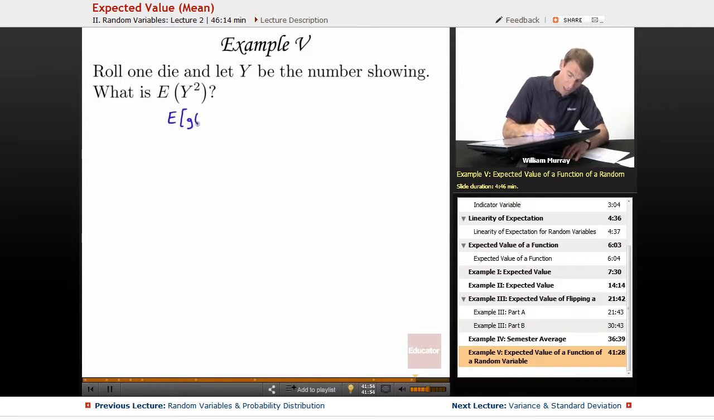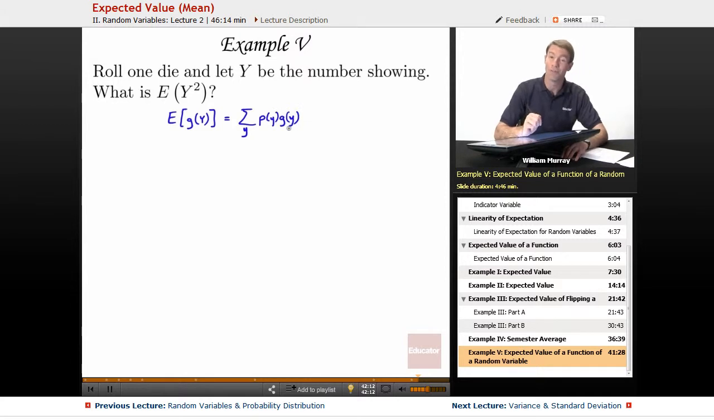The expected value of a function of a random variable, you calculate it quite similarly to the expected value of the random variable itself. It's p of y times... well, if it were the random variable itself, you'd just have a y here. But since there's a function of the random variable, you run it through g of y. And in this case, our function is exactly y squared.